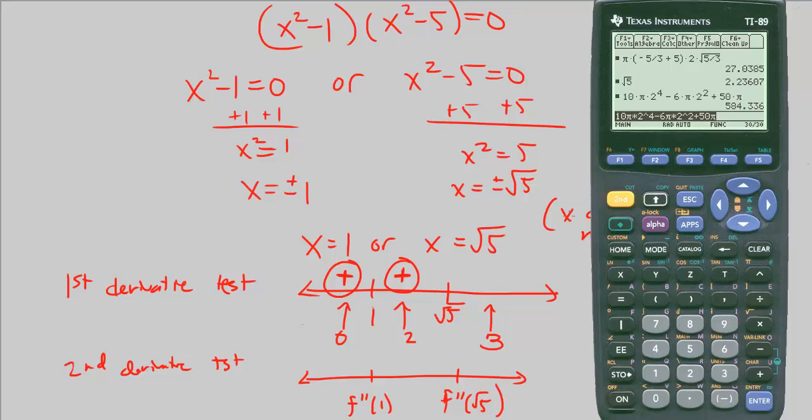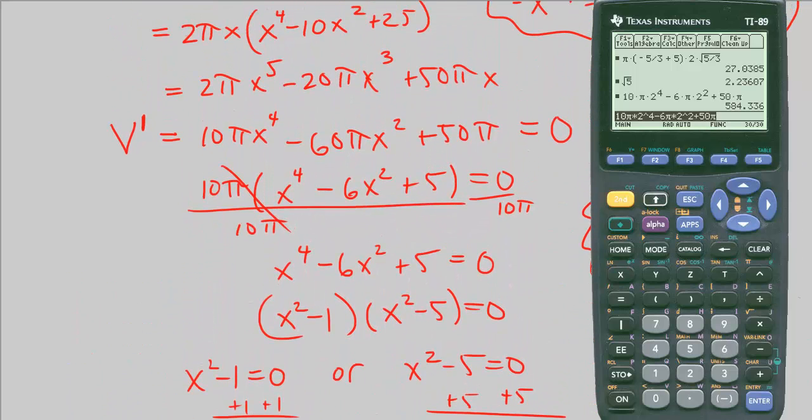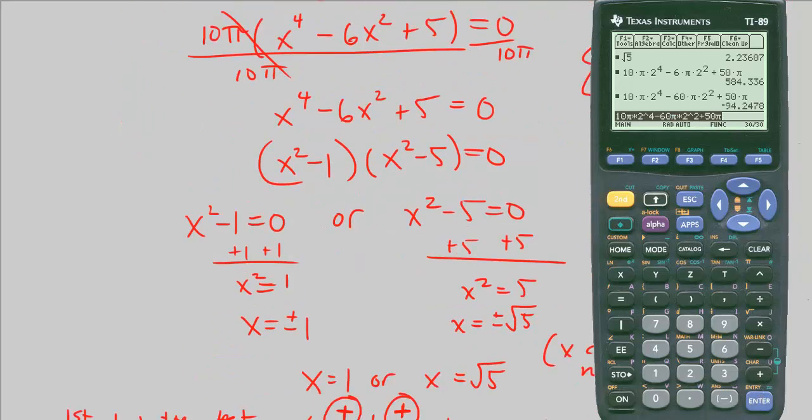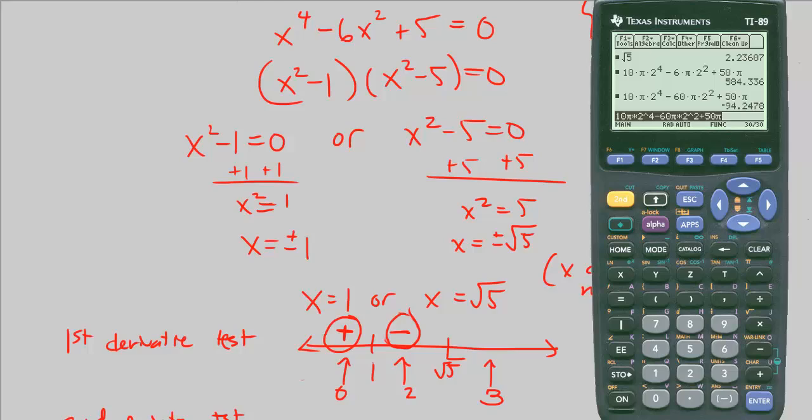Let's go back up. Oops, I just realized I wrote this wrong. It should be 60, not 6. Let me make sure I wrote the rest right: 10 pi times 2 to the 4th minus 60. Let me check if it's positive or negative. Oh, it's negative. So I did this one wrong again. Sorry about all the mistakes. So this is negative. Be careful if you use your calculator, or just in general. Little mistakes will change your answer extremely.